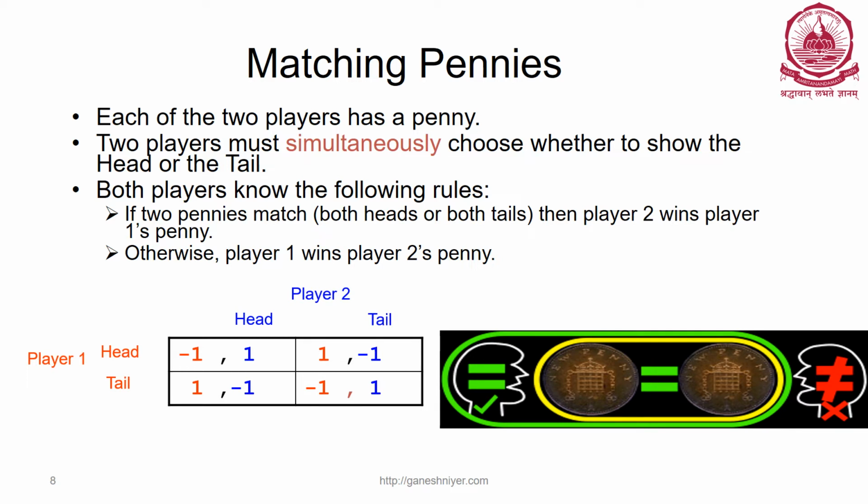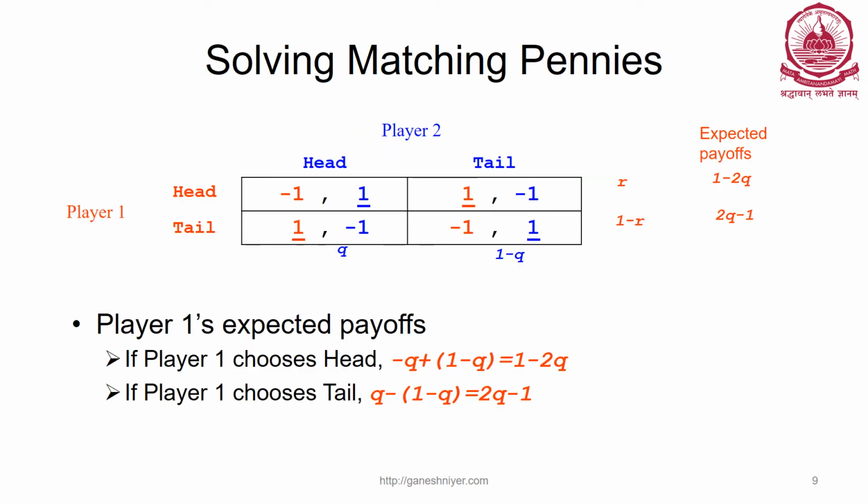Okay. Now this is very similar to our soccer example that we discussed earlier in this video. There is no pure strategy equilibrium. So the way of finding a mixed strategy equilibrium is through the probability distribution. So let's assume Q is a probability with which player 2 plays head, and 1 minus Q is a probability with which player 2 plays tail. R is a probability with which player 1 plays head, and 1 minus R is a probability with which player 1 plays tail. What is player 1's expected payoff?